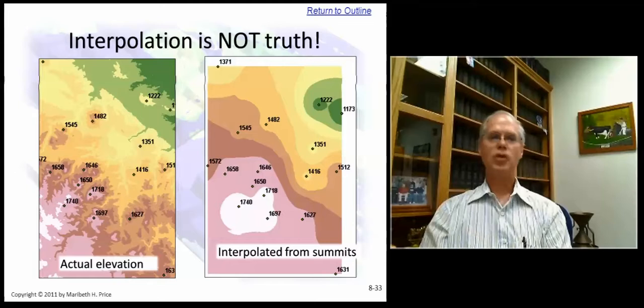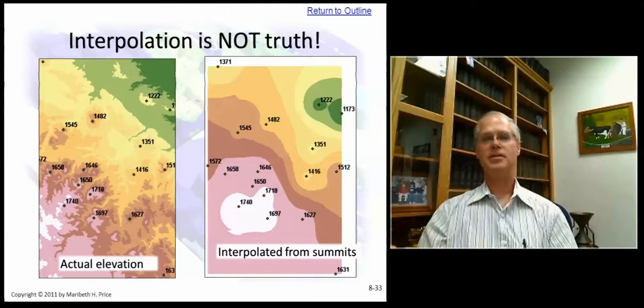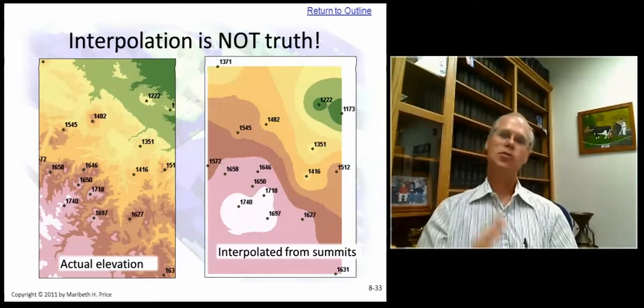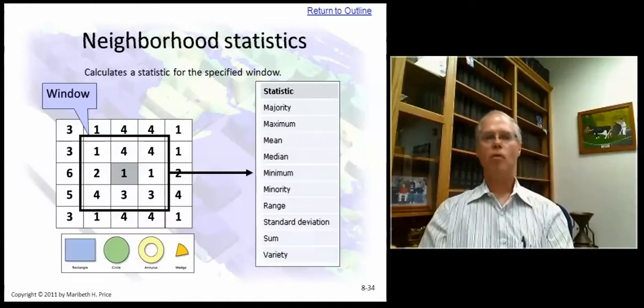If we did an actual elevation map, which is on the left, and we interpolated that from only having the information from the summits, it would look like the right-hand side. And the right-hand side obviously is not the same as the left-hand side. So we've got to be careful. We're kind of taking a best guess of what's going to be the in-between values. There are several ways of doing it.